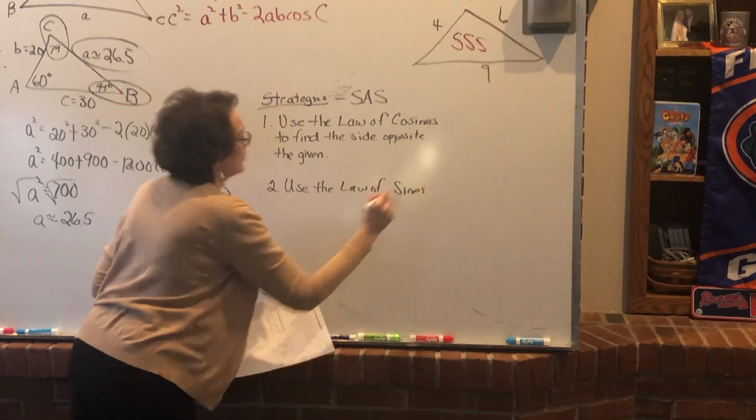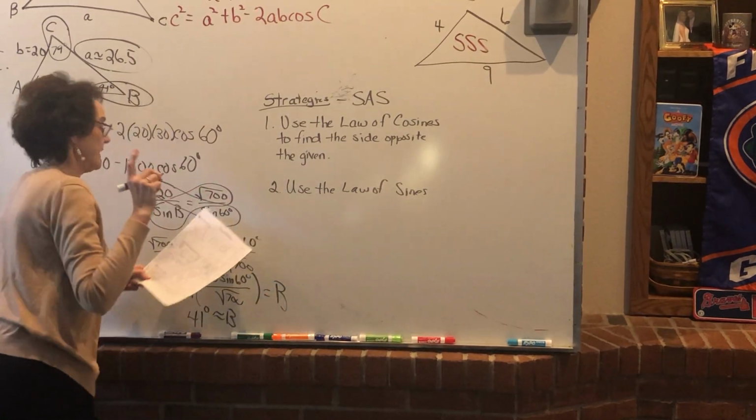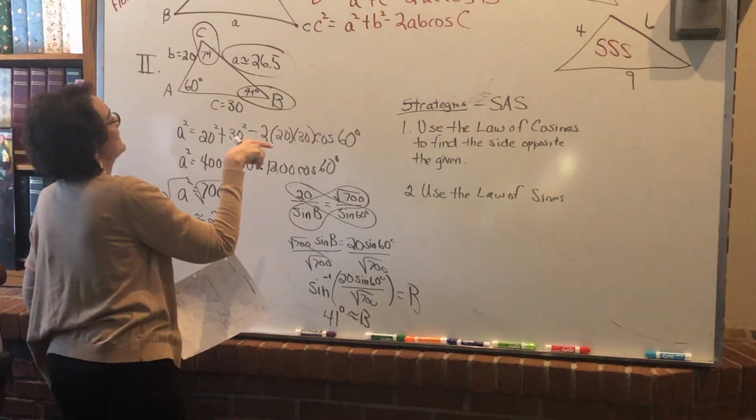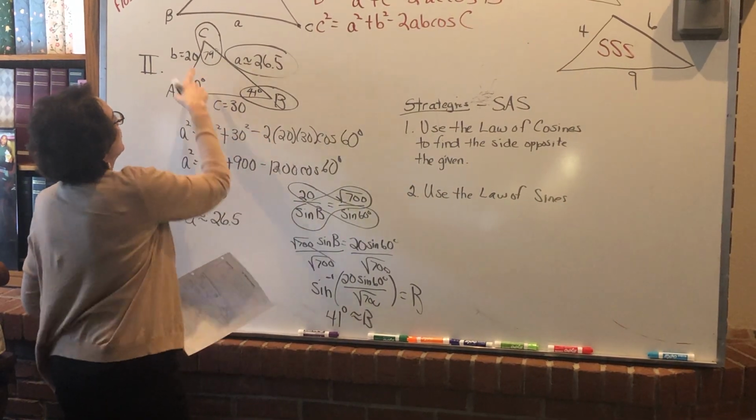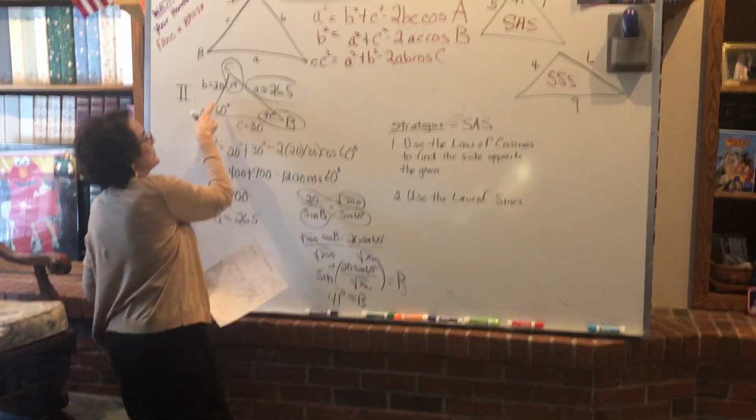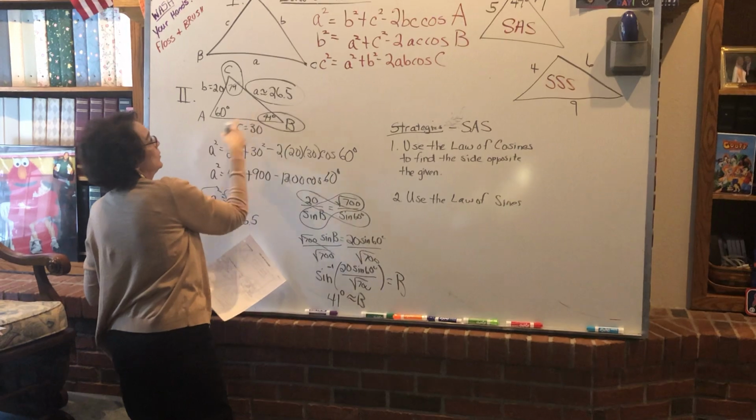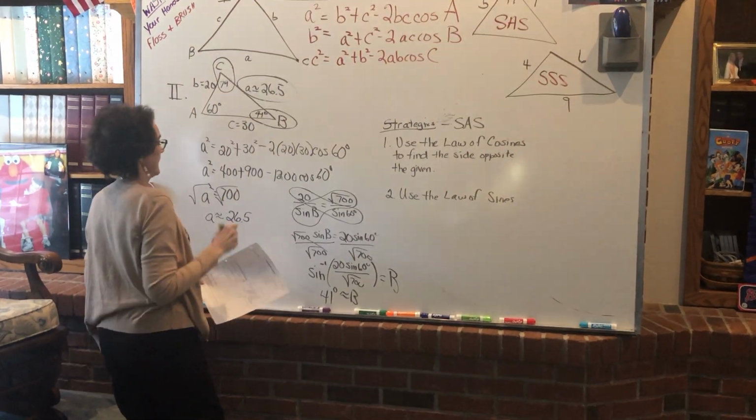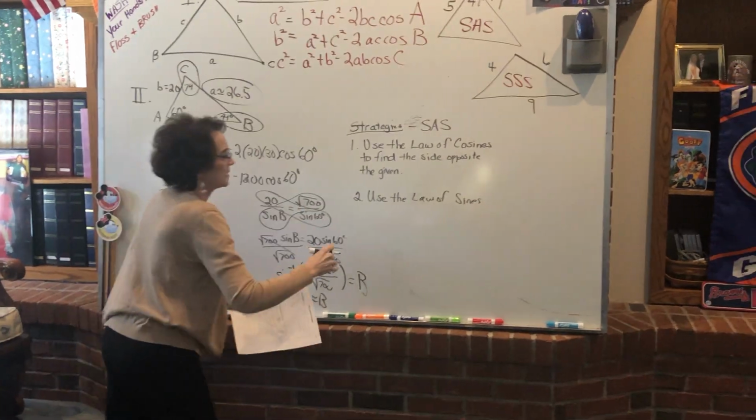Now, this is the important part. To find the opposite angle of the smaller side. So 20 is less than 30. This is the smaller side between these two. We found that one already. So B is what we needed to find. And I didn't mention it, but I'm telling you now.